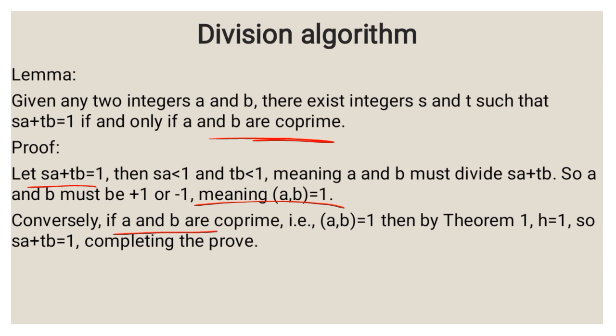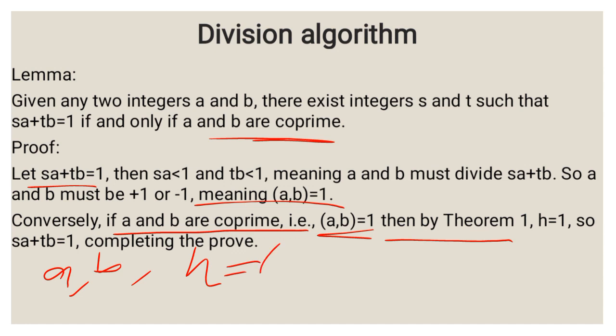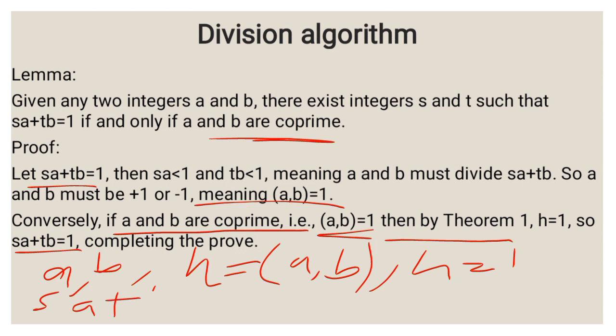So if A and B are co-prime, meaning that this holds, then definitely by the theorem, I know I have A, I have B, and I now know my H to be equal to AB, and my H in this case is 1. What does that theorem tell you? It tells me that SA plus TB is equal to H. In my own case, H is 1. So by that theorem, the proof is complete. And that's all to the proof.